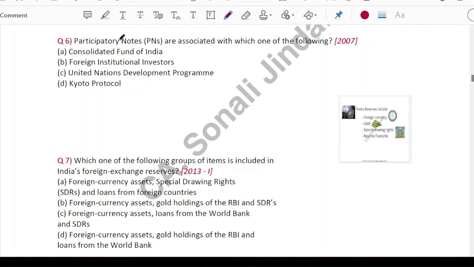We will read participatory notes in the next lecture in detail, but for now, these are a type of foreign institutional investors.